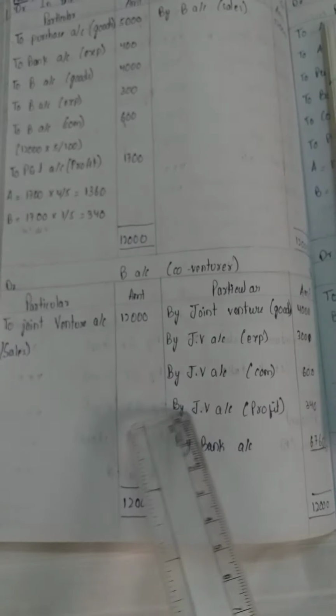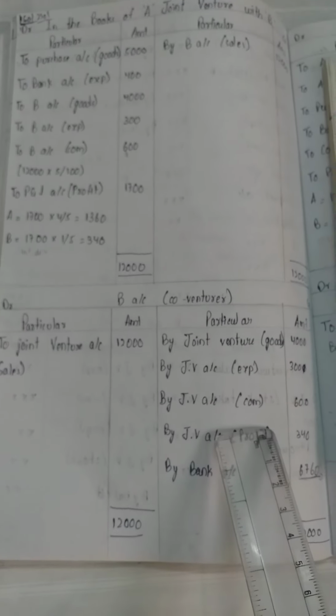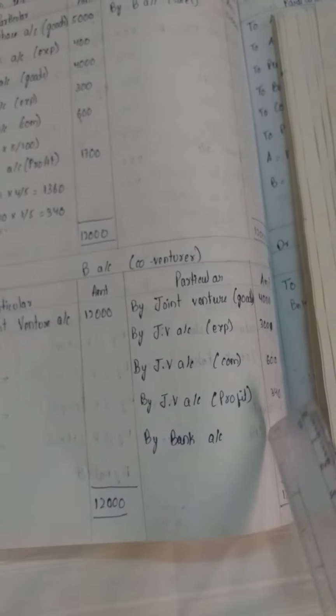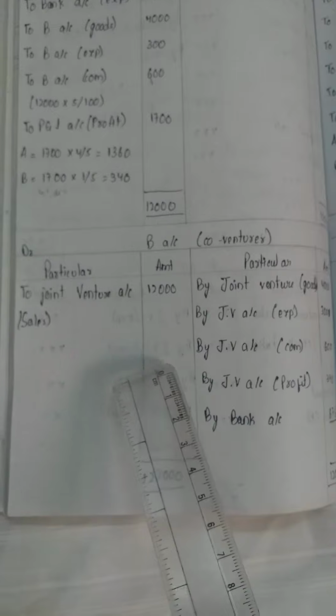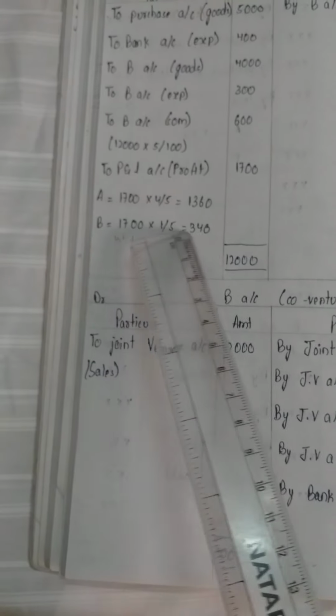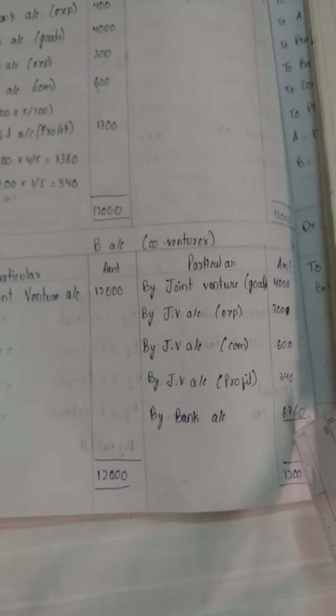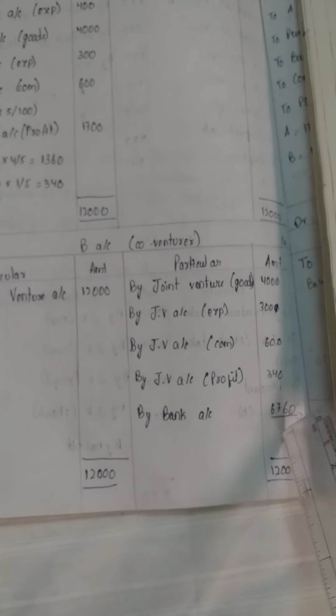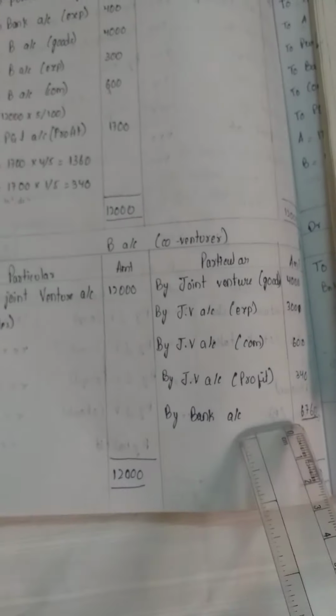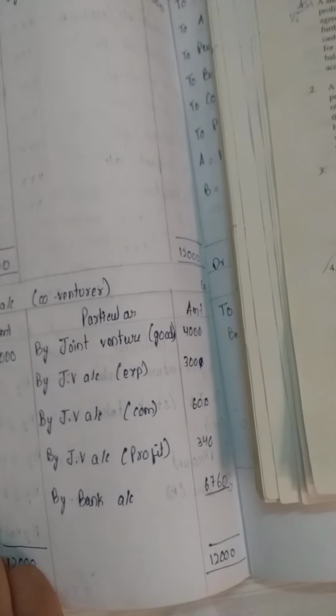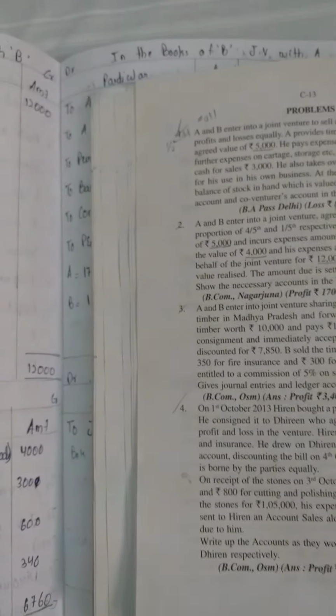Next, by joint venture account, commission. What is the commission? 600, so we have to write here. By the profit of B, this is the co-venturer account, so B amount profit we have to write, that is 340. By adding this we are getting 12,000, and by deducting them with credit side we are getting some balance amount, 6,760. We have to transfer here by bank account 6,760.